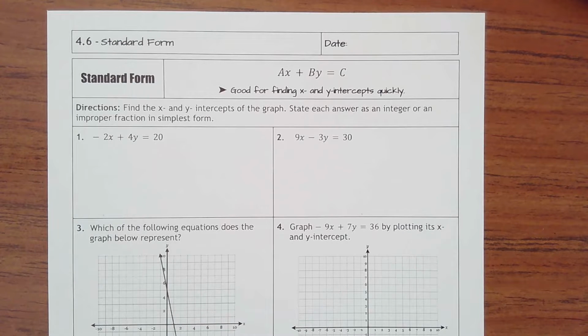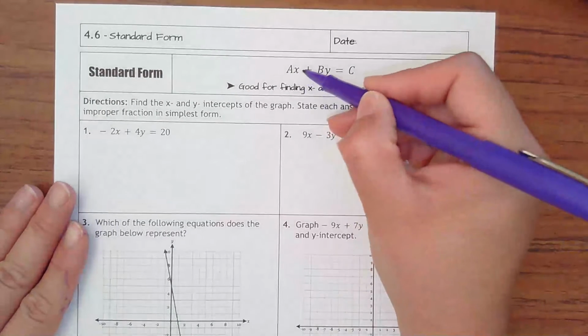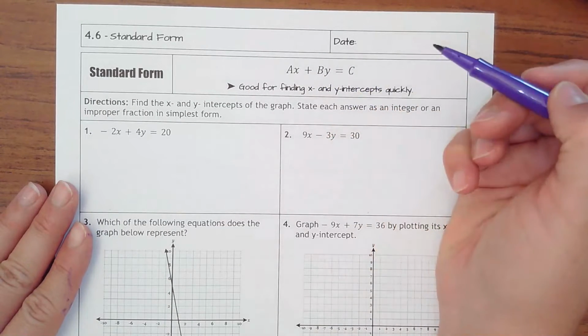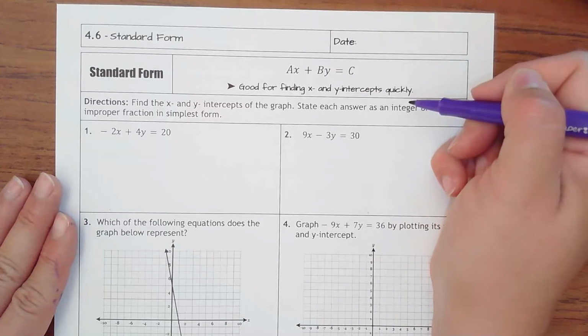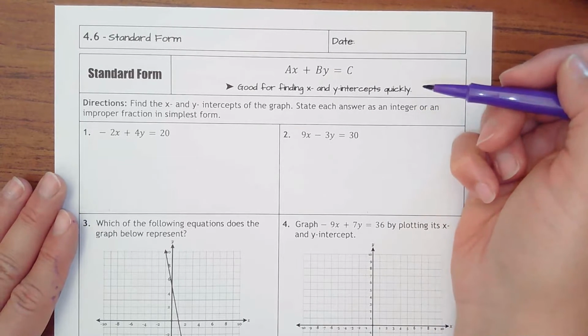Lesson 4.6 is called standard form. Standard form is just another way to show a linear equation. So we had slope-intercept form, which is y equals mx plus b. Standard form is something x plus or minus something y equals some kind of constant. It's really good for finding x and y intercepts quickly. And I'll show you why.